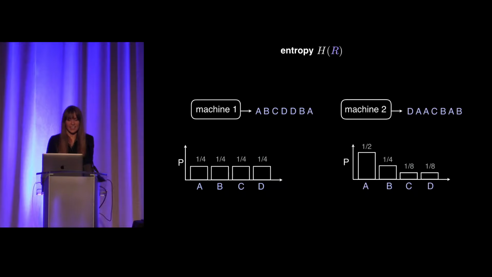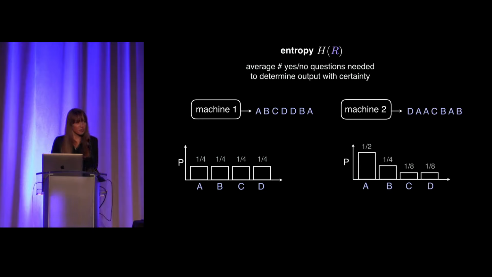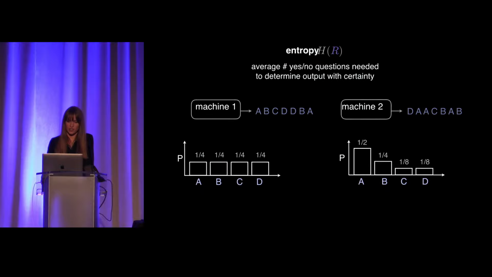So in looking at these machines, we can define entropy in terms of the average number of questions we have to ask to determine the output of these machines with certainty. We're going to start querying these machines, and we're only going to ask yes or no questions, and we're going to see how many questions we have to ask on average to exactly know the output. And this is what we're going to use to define entropy.